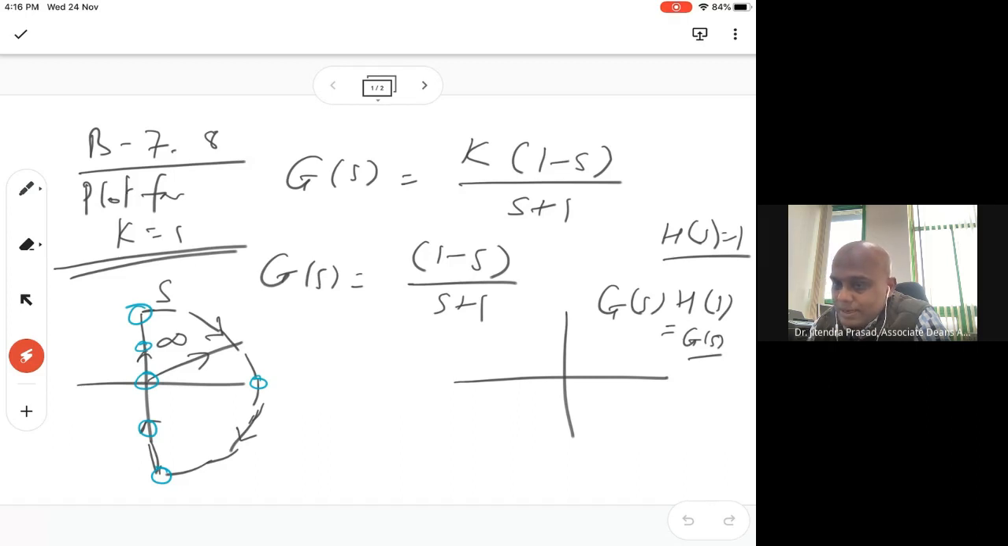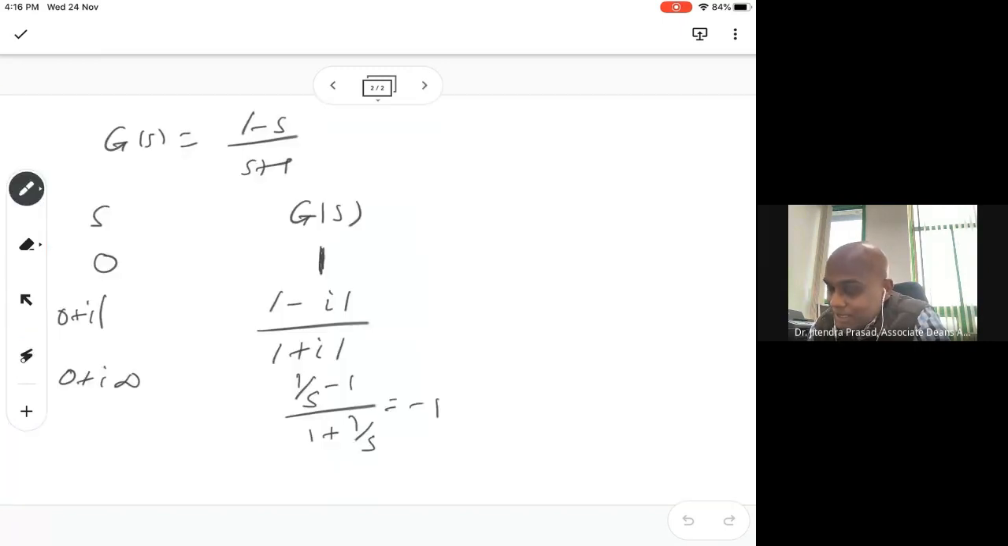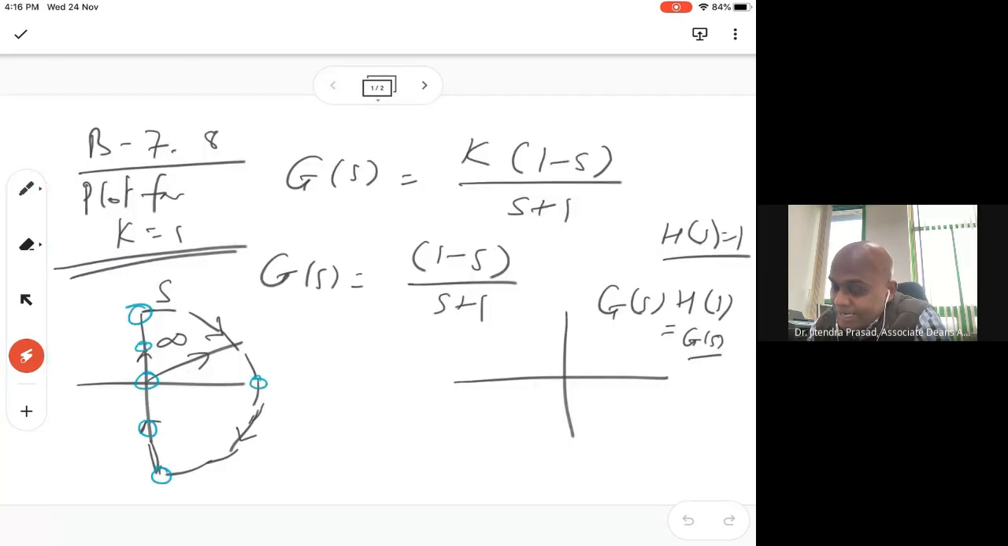Since this is very big, they are infinite basically. So for all other points we have infinite plus I infinite, and we get the same value, equal to minus 1. So for the whole range from here to here, we have G(s) equal to minus 1 only. Now from here to here, we have minus 1, minus 1.